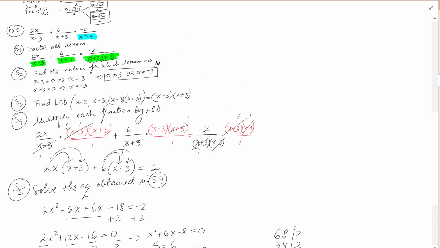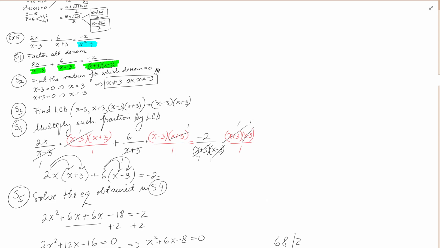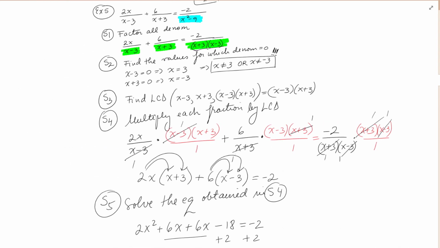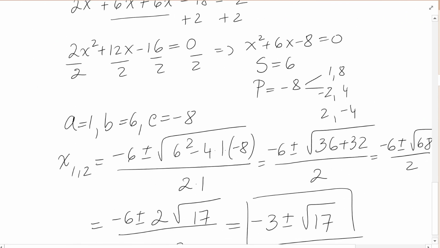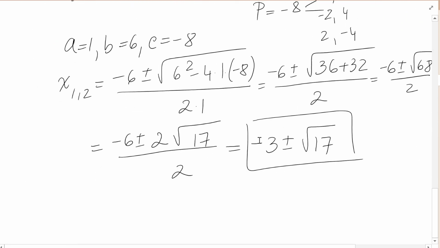And if we look at the restriction that we set for our denominators, 3 and negative 3, they are different than our solutions. So that means the final answer of the equation is negative 3 plus minus square root of 17. If we actually got here 3 or negative 3, we would have no solution for our equation because those two numbers produce 0 at the denominator, while this one doesn't.